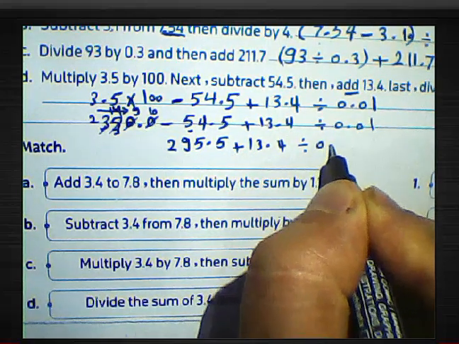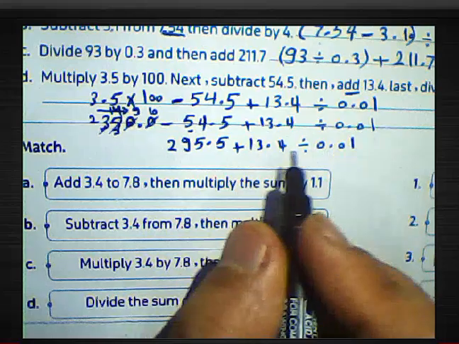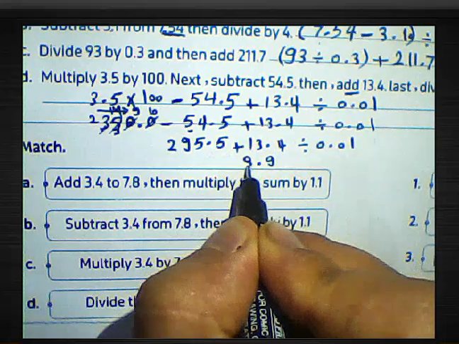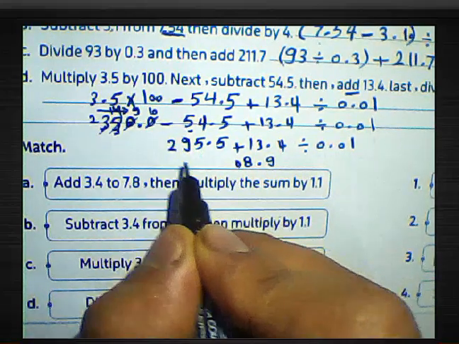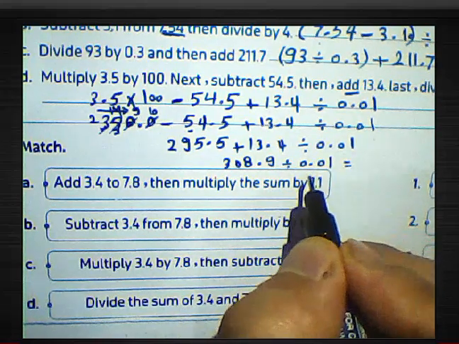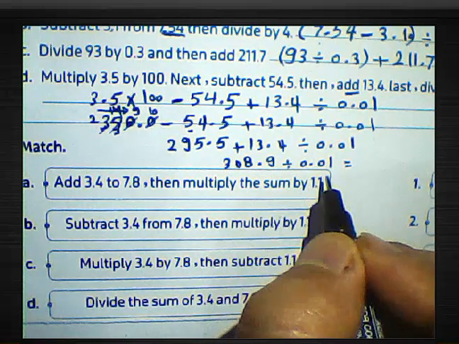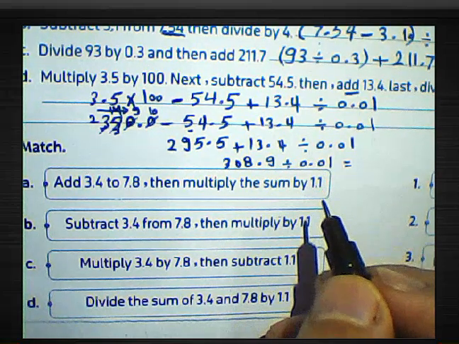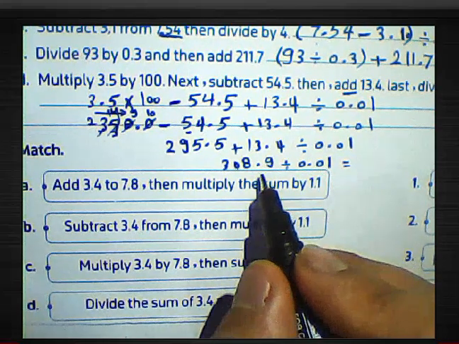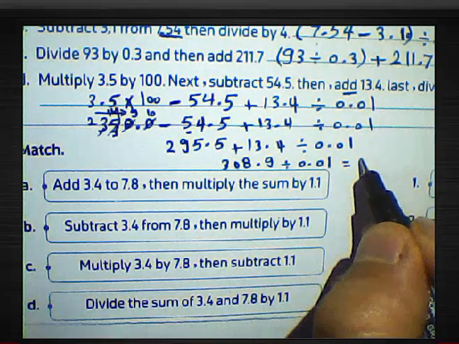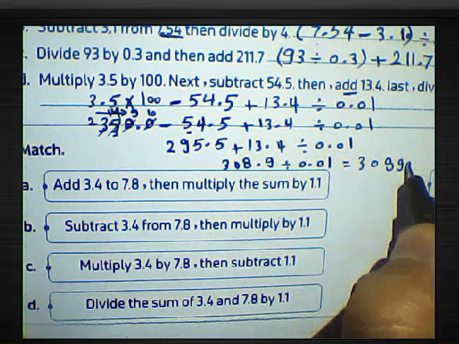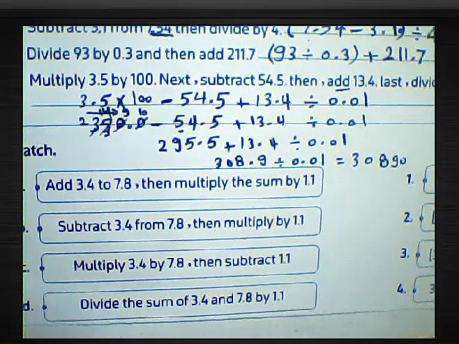13.4 divided by 0.01. We can add them. 4 plus 5 equals 9. 3 plus 5 equals 8. 1 plus 9 is 10, 0 and the carry of 1. 1 plus 2 equals 3. Divided by 0.01, here we move the point to the right hand side by 2 digits, because we divide by the decimal number. The point moved here. The result will be 3.3030890. This is the result of this example.